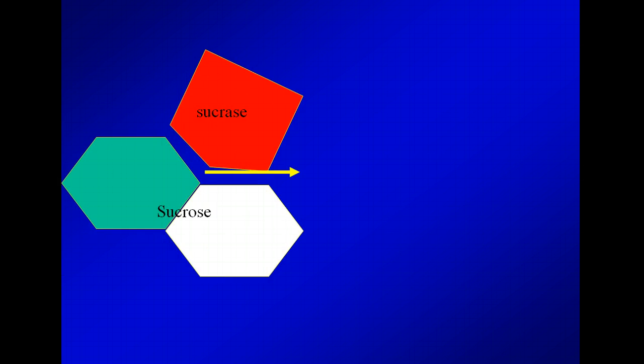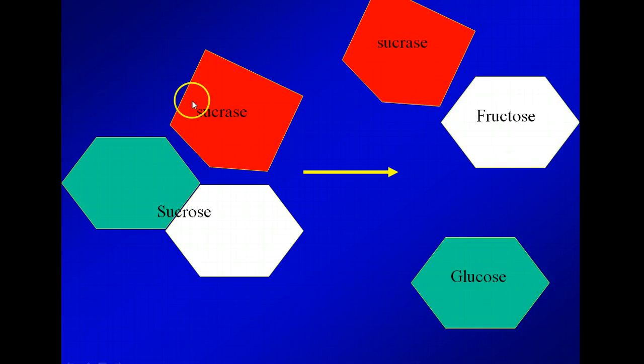So here we have sucrase. It comes in and it breaks down sucrose into its monosaccharides of fructose and glucose. These two can be absorbed, go through the bloodstream, and be used as an energy source or stored. Enzymes are going to end in ASE or IN. Ones that break down proteins tend to end in IN.